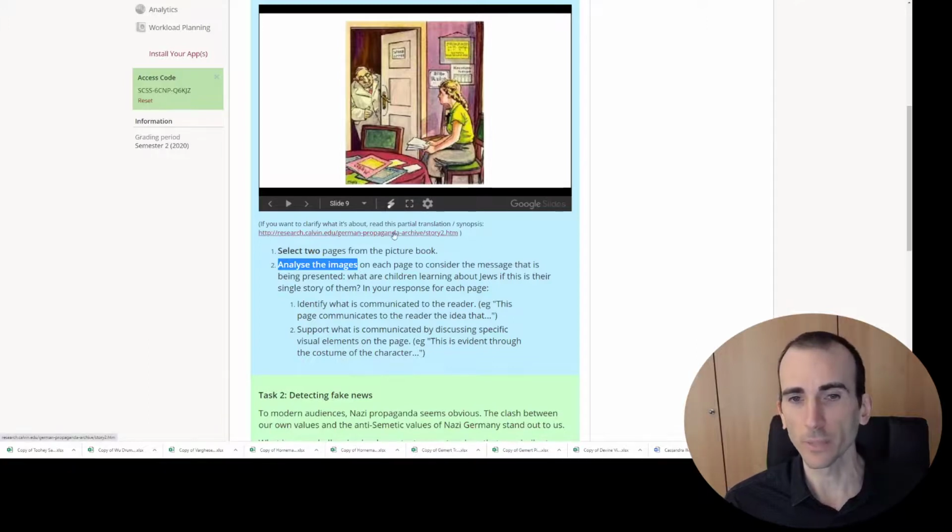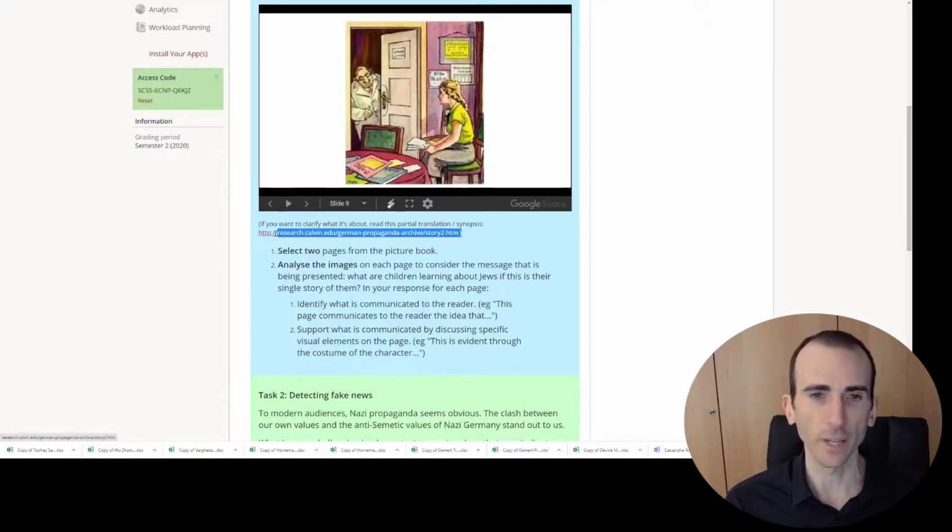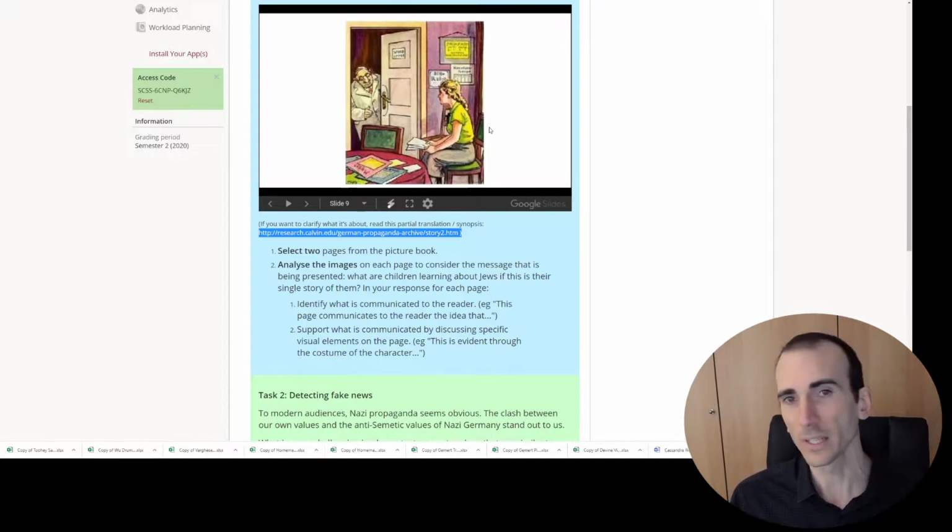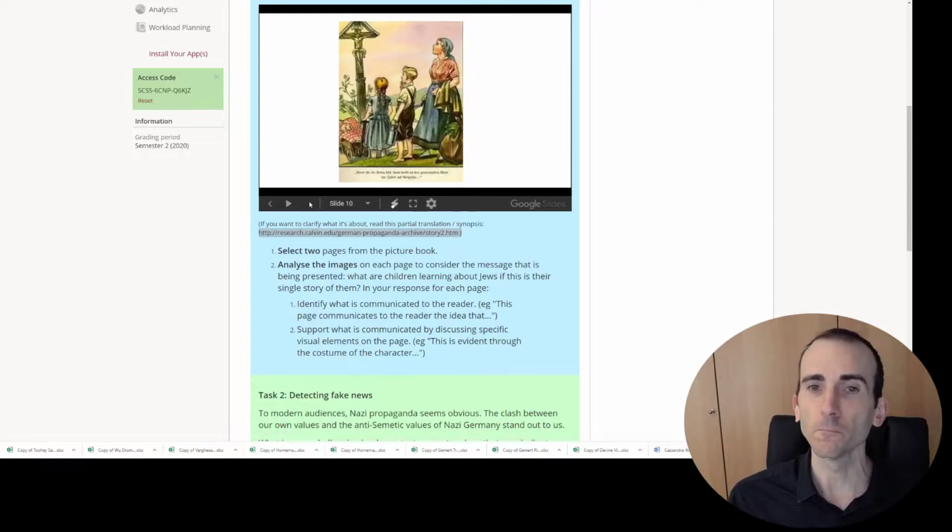If you'd like to read a little bit more, get a little bit more of an understanding of what this story is about, I've got a link here with a partial synopsis and translation that might help you. For example, this picture might be a bit confusing to you at first. It's in a doctor's office, which is a bit of a hint. So yeah, I encourage you to read that to help you gain a bit of a deeper understanding.